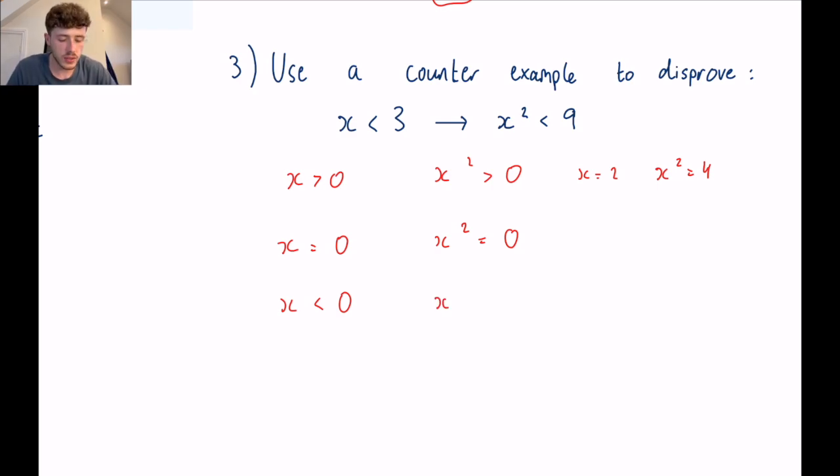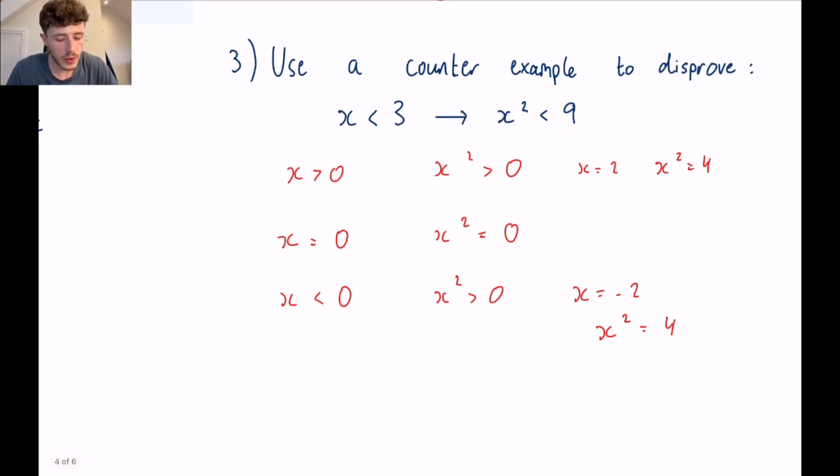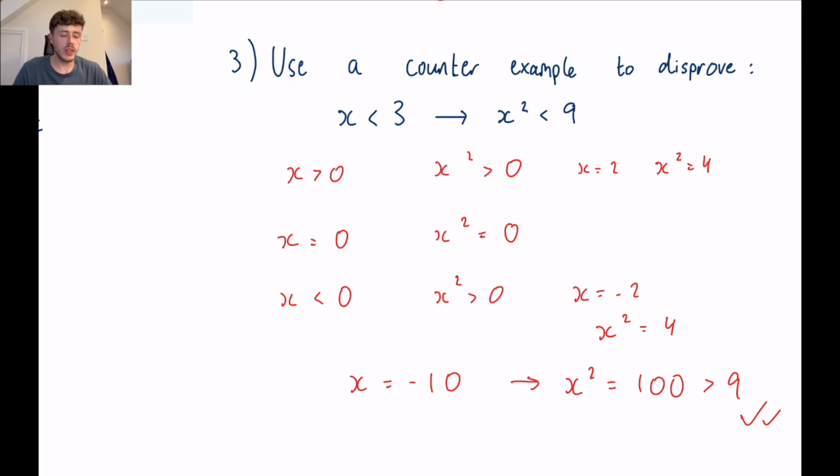If x is less than 0, then x squared will always be greater than 0. If we chose x equals minus 2, then x squared is going to equal 4. That does lie within this proof. However, we can go way below that and choose something like minus 10. If we square that, x squared is going to be 100, and that is much higher than 9, so therefore we have disproved that statement with a counterexample.